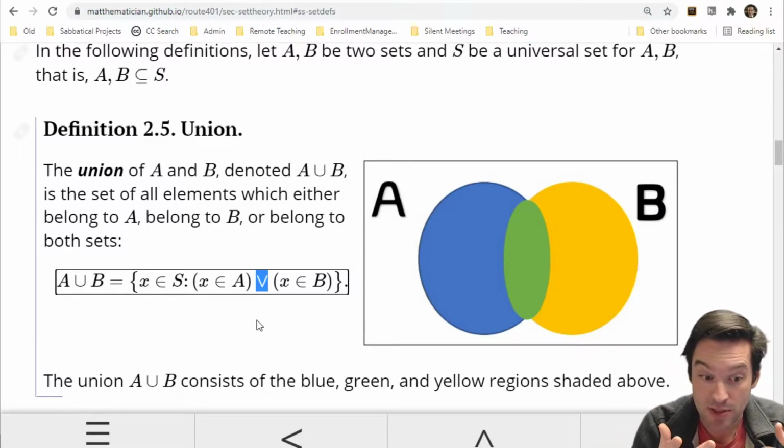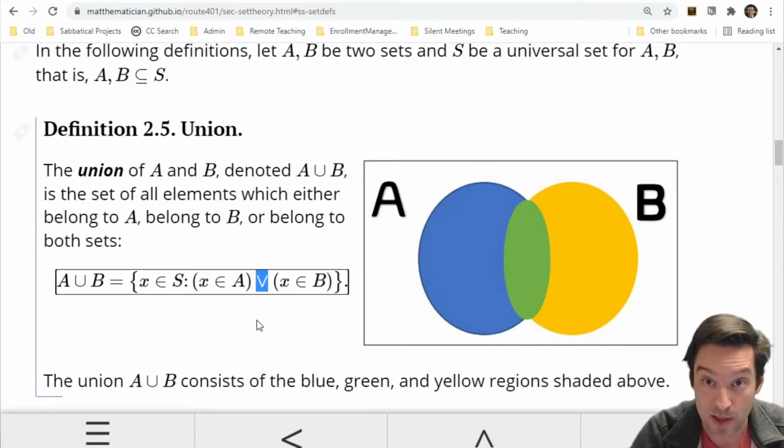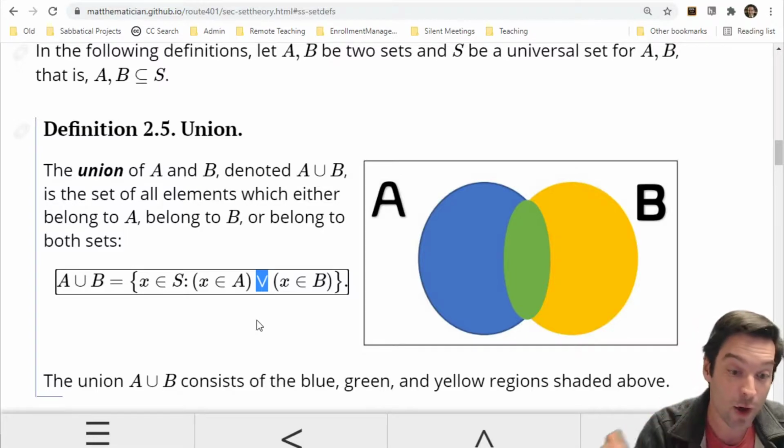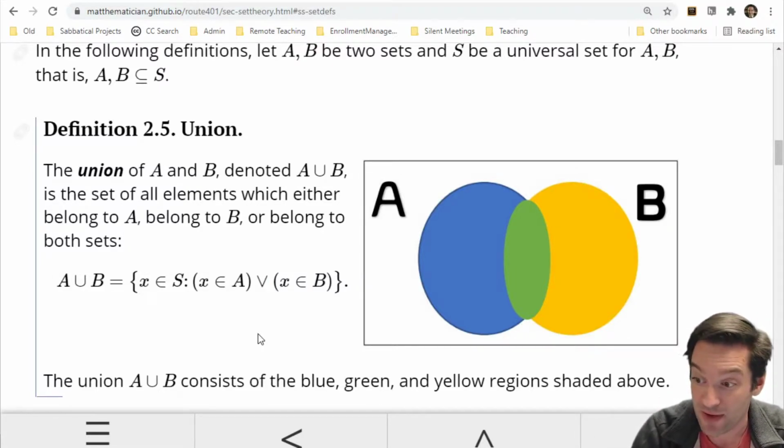The OR in logic is what's called an inclusive OR. So it's possible that I could belong to both sets A and B, and I'll also be in the union. But all I need in order to belong to the union is to belong to one of the sets being unioned together. As soon as I belong to one of the sets A or B, I know that I must belong to the union, because we're throwing all the elements into one big bucket, and that defines the union of two sets.